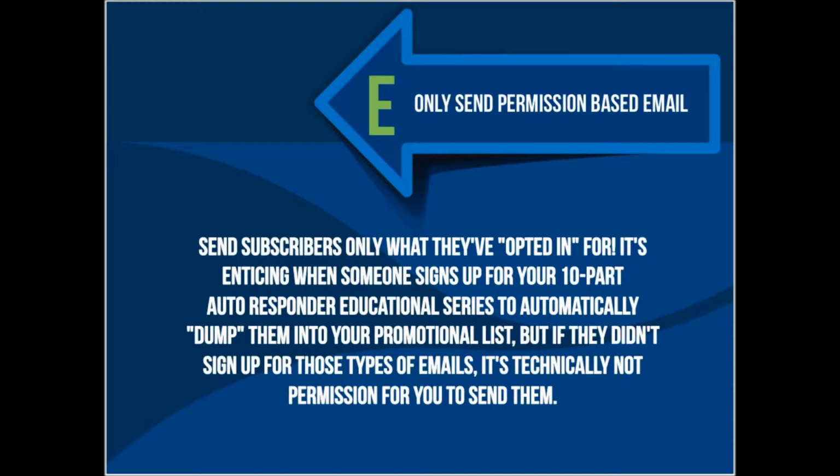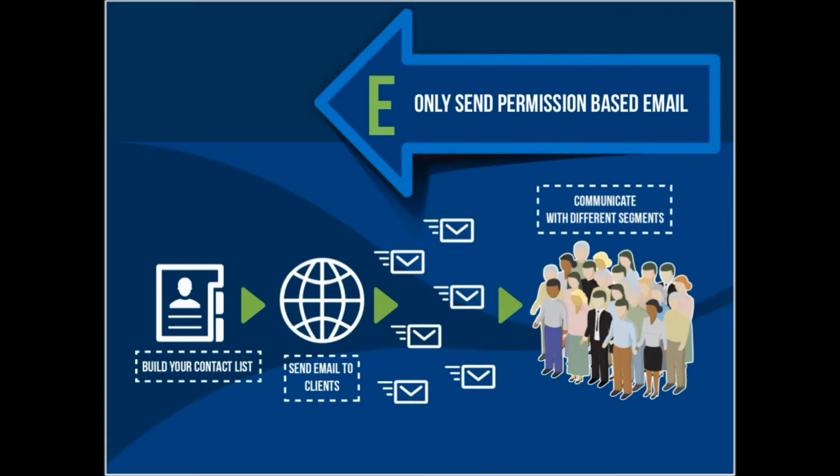Send subscribers only what they've opted in for. I know it's enticing when somebody signs up for your 10-part autoresponder series to automatically dump them into your promotional list, but if they didn't sign up for those types of emails, it's technically not your permission to send to them. Next, include a managed subscription page so that contacts can add and remove themselves from email lists according to their preferences. For example, consider offering a once-a-week digest or downsell as an option when someone unsubscribes from your daily newsletter. You may not be able to send them a message every day, but at least you'll maintain the relationship.